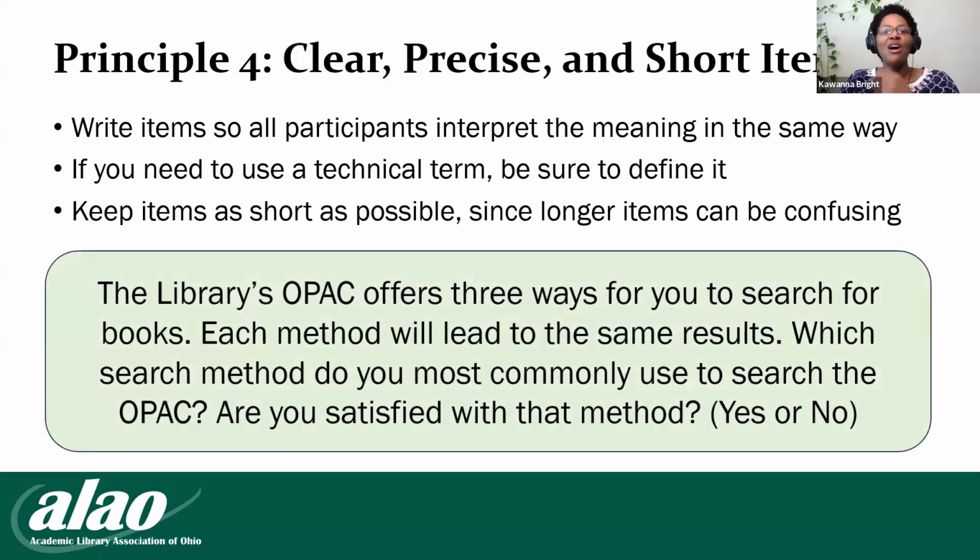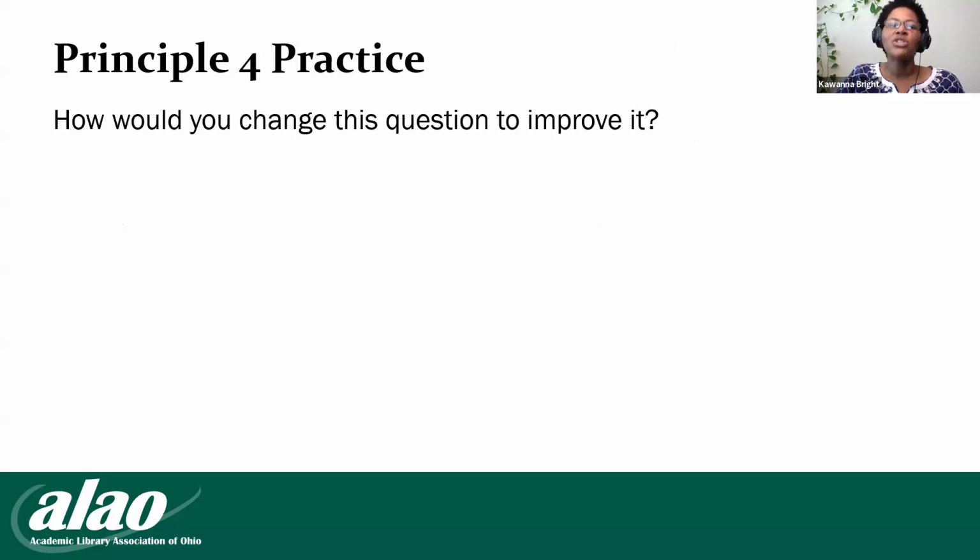All right, so here's an example of, let's just say something you should never do. The library's OPAC offers 3 ways for you to search for books. Each method will lead to the same results. Which search method do you most commonly use to search the OPAC? Are you satisfied with that method, yes or no? So I think we can all agree that's probably not the best way to ask a question.